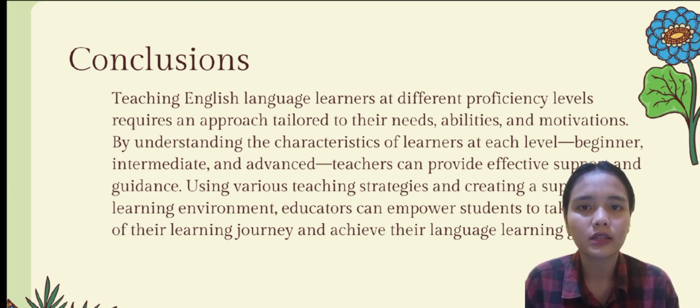Next, conclusion. It can be concluded that teaching English language learners at different proficiency levels requires an approach tailored to their needs, abilities, and motivations. By understanding the characteristics of learners at each level, beginner, intermediate, and advanced, teachers can provide effective support and guidance. Using various teaching strategies and creating a supportive learning environment, educators can empower students to take charge of their learning journey and achieve their language learning goals.